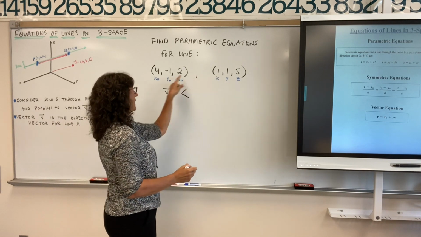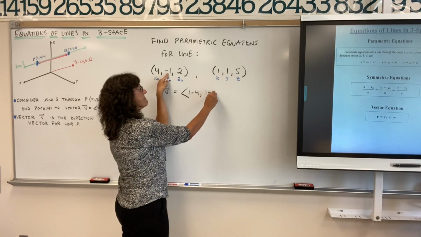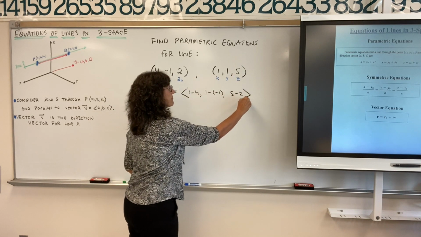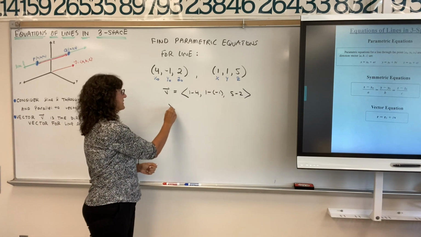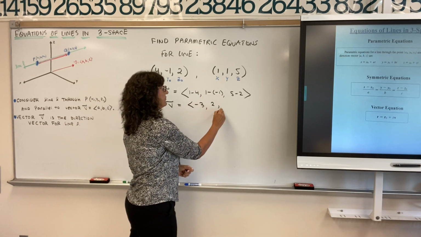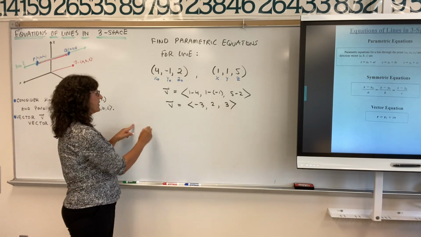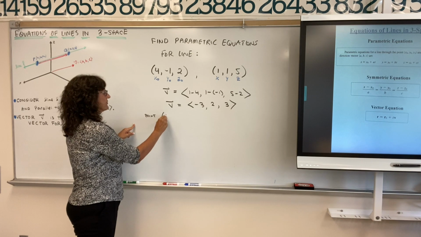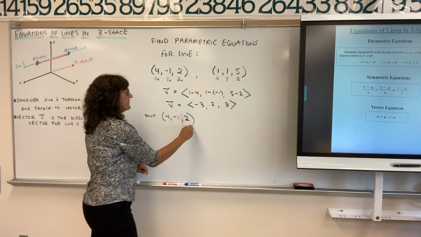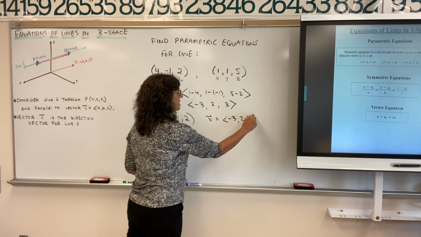We go X minus X naught, so it's 1 minus 4. Y minus Y naught, so 1 minus -1. Z minus Z naught, 5 minus 2. So let's set up our parallel vector. We compute -3, 1 minus -1 is positive 2, 5 minus 2 is 3. So there's our vector. We have our point, which is 4, -1, 2, and the direction the line is going in is -3, positive 2, positive 3.